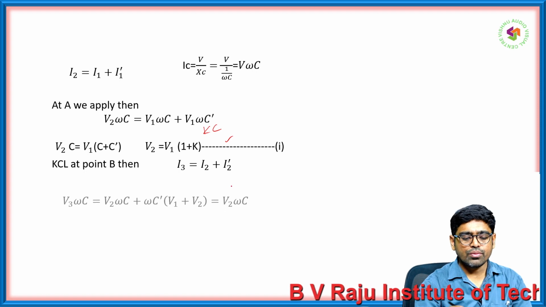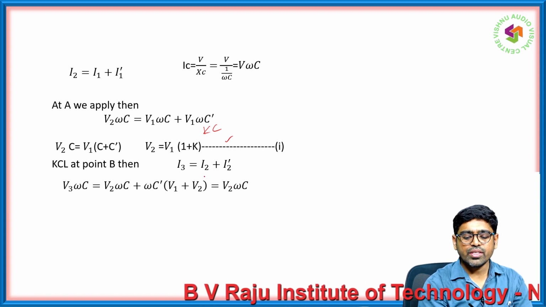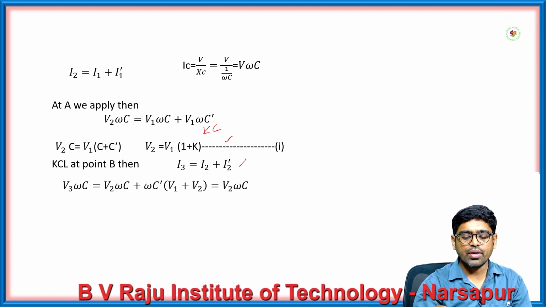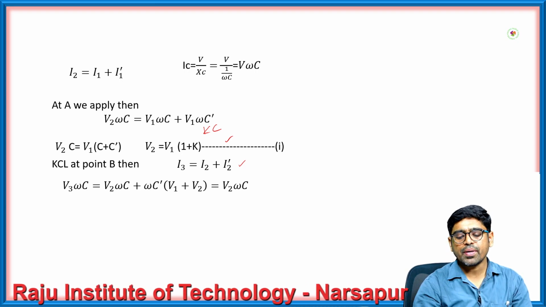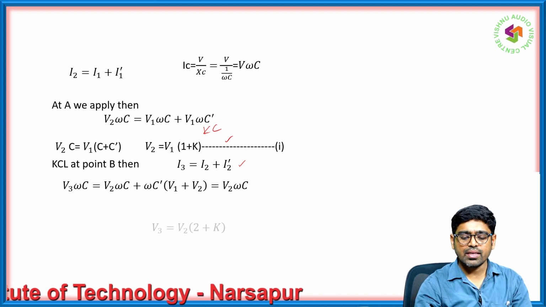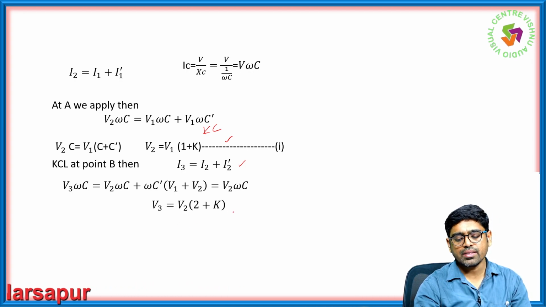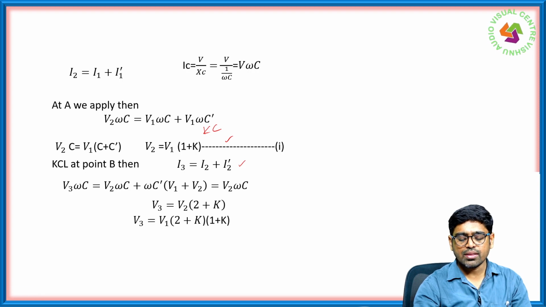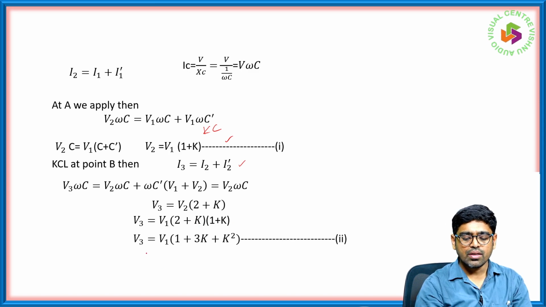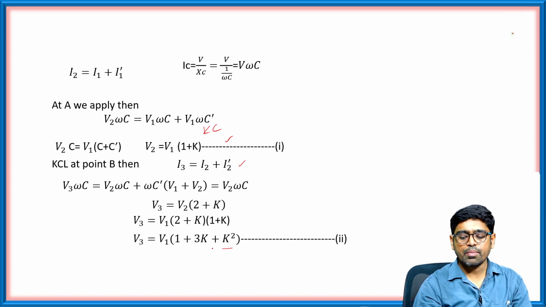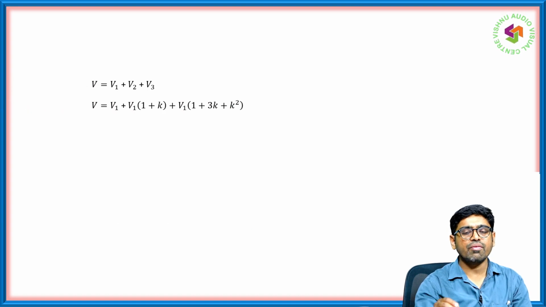So I3 equal to V3 omega C and I2 is nothing but V2 into omega C. This I2 dash is nothing but omega C dash into V1 plus V2. Then we can write further as V3 equal to V2 into 2 plus K. So if you write these relations, we can get this relation. Then V3 in terms of V2 is nothing but V1 into 1 plus K. And then finally we can get V3 equal to V1 into 1 plus 3K plus K square. Okay. And after this, we have to add these voltages V1, V2, V3.